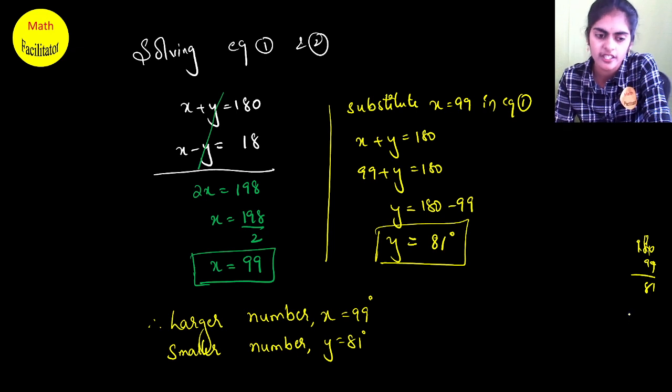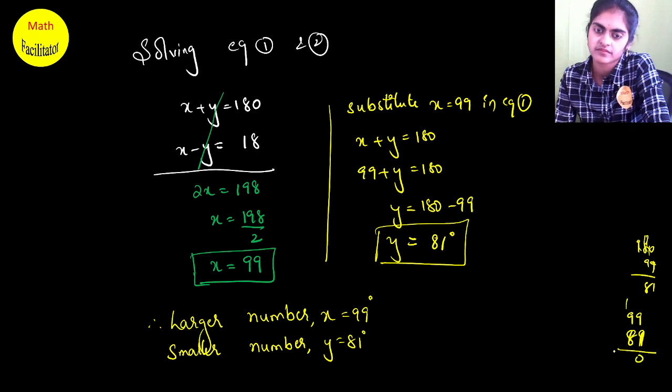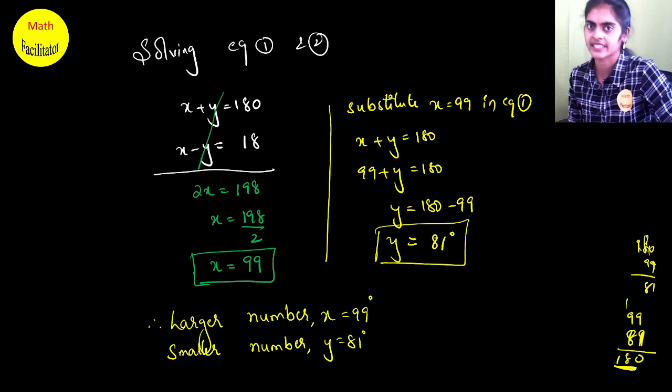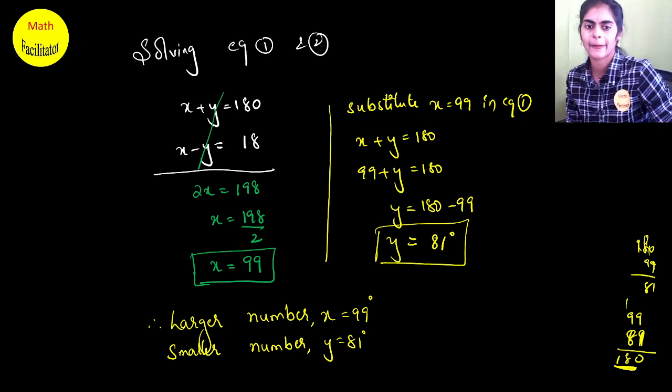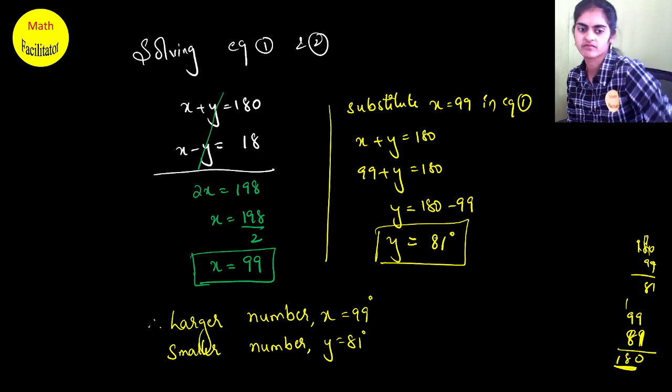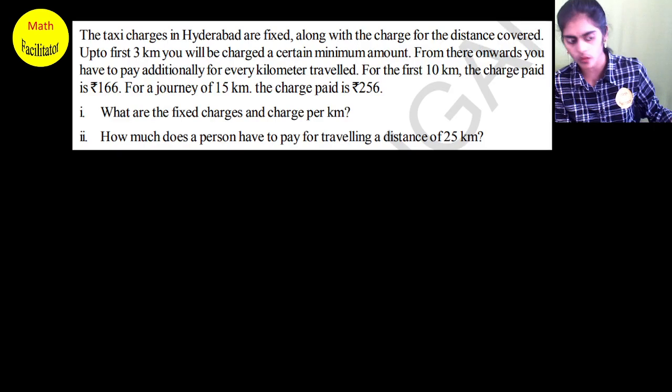Now how will you check your question? 99 is one angle, 81 is the other angle. Adding both of them, you have to get your supplementary angle sum 180. Is this question very clear to everyone? Yes. Shall we proceed to the next? Here you go.